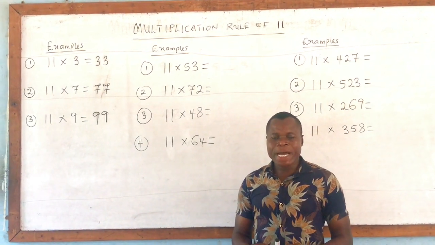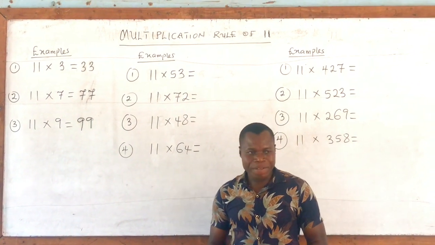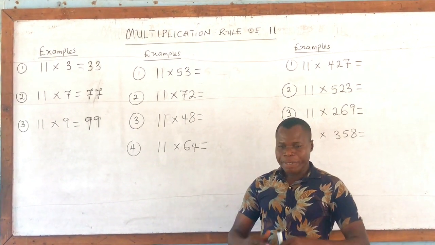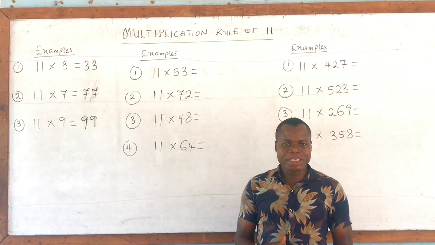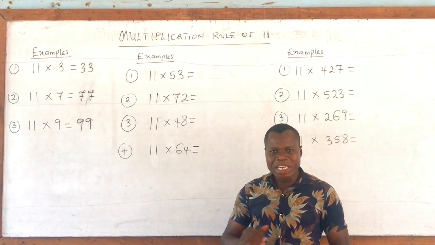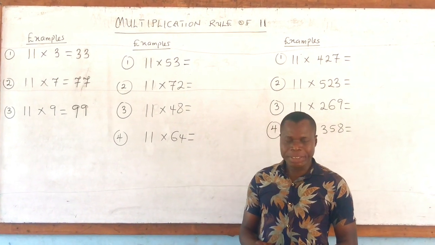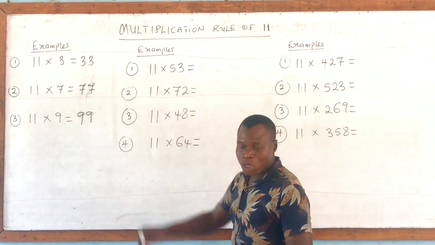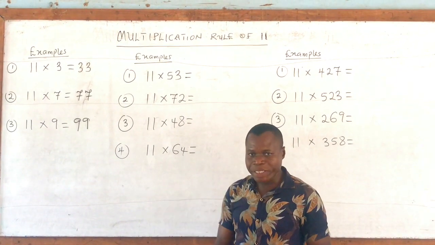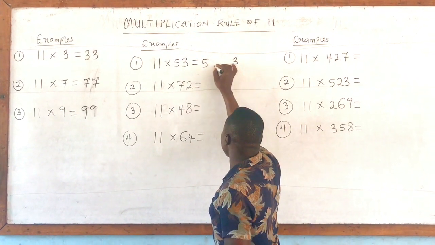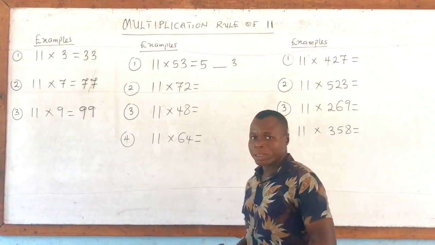Anytime that you are to multiply any two-digit number by 11, we have two steps. The first step is to forget about 11 and take the two-digit number and separate the digits and leave one space between them. That means that if I have 53 times 11, I'll take 53 and separate the digits, and I'll get 5, 3, and leave one space between them.